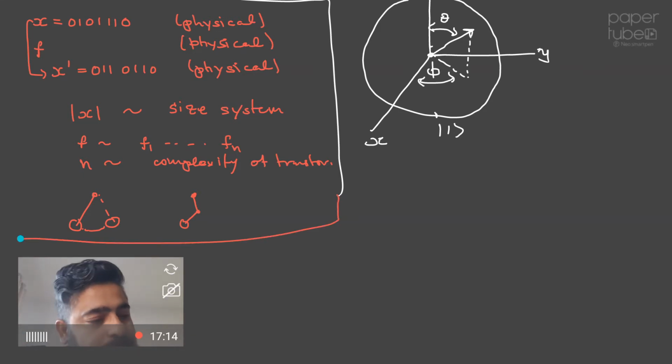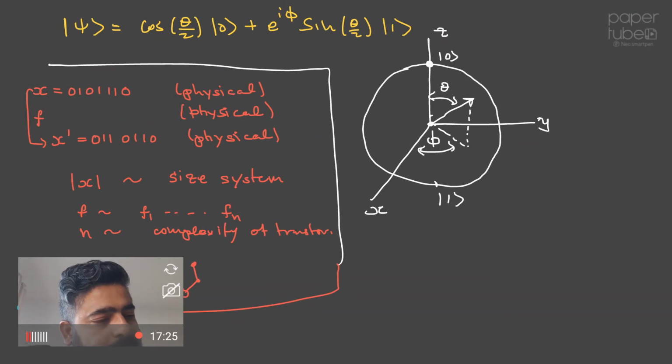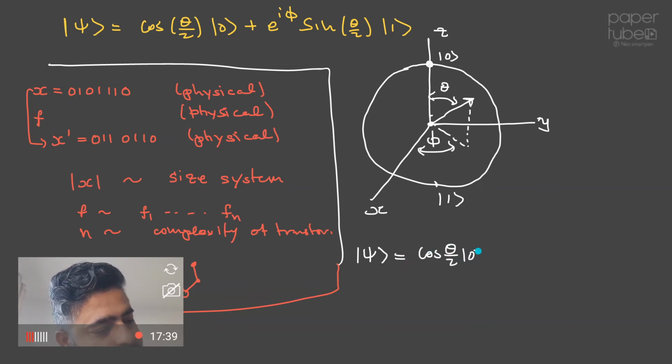Okay, so I want to come back to the qubit. So since I can write down any state of a qubit in terms of two real parameters, theta and phi.